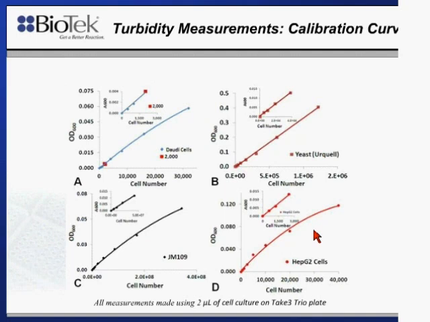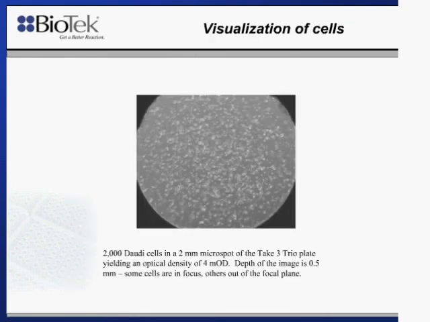Here I've just shown an image. This is a bright field image of 2,000 Dowdy cells. So this is what it actually looks like within the 2 millimeter microspot of the Take3. And this will yield an optical density of about 4 milliOD. And this is about 0.5 millimeters, the depth of the image. So some of these cells are in focus. Of course, this isn't all the cells, so they're not all in focus.